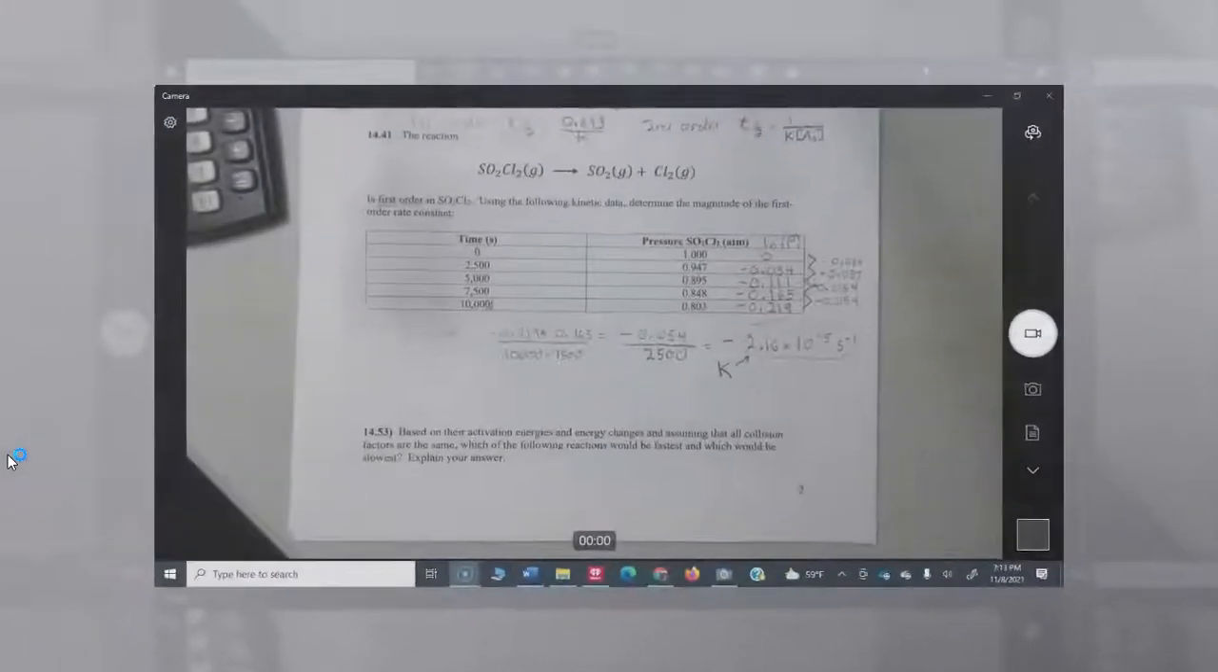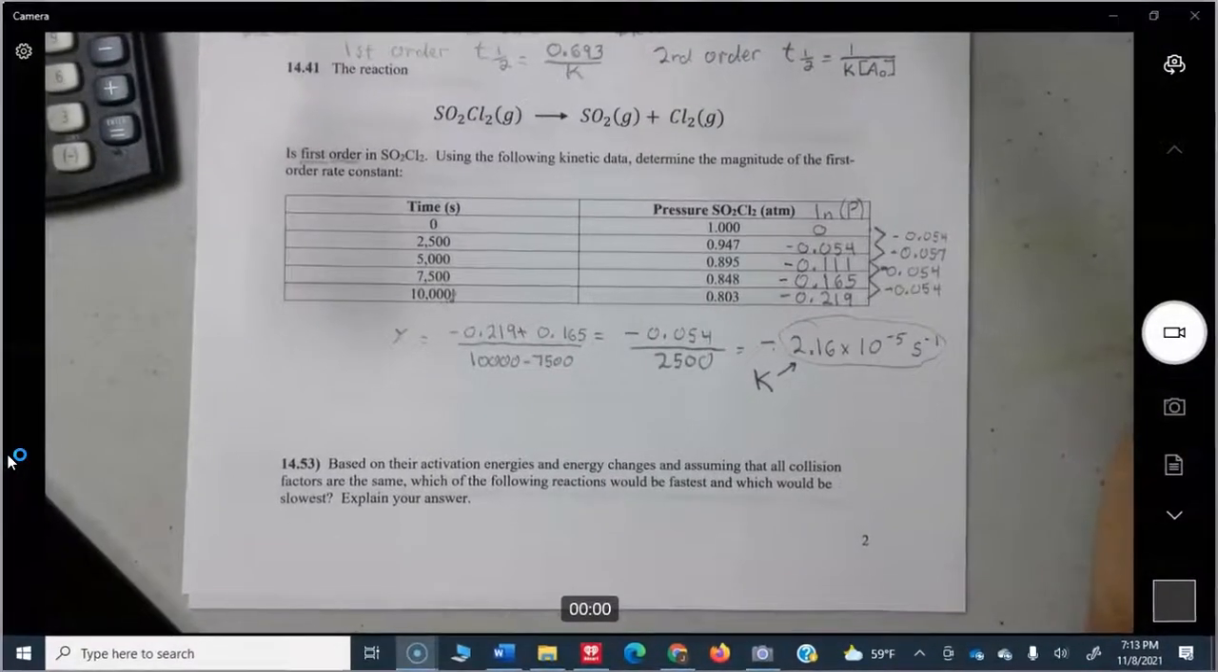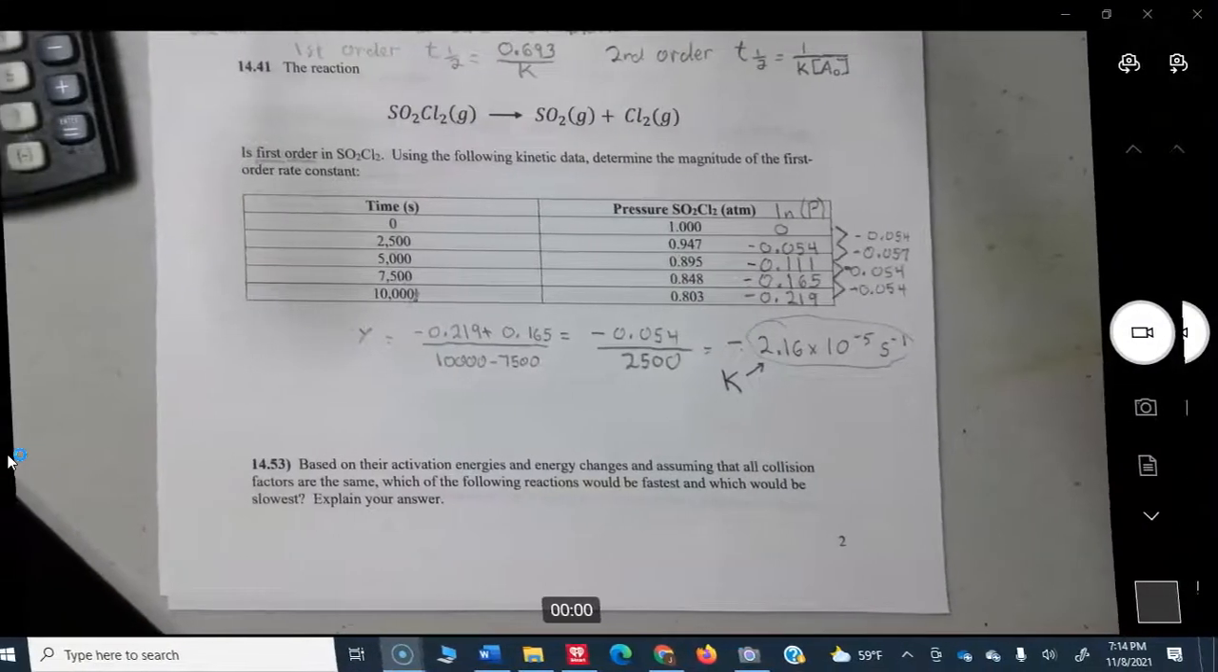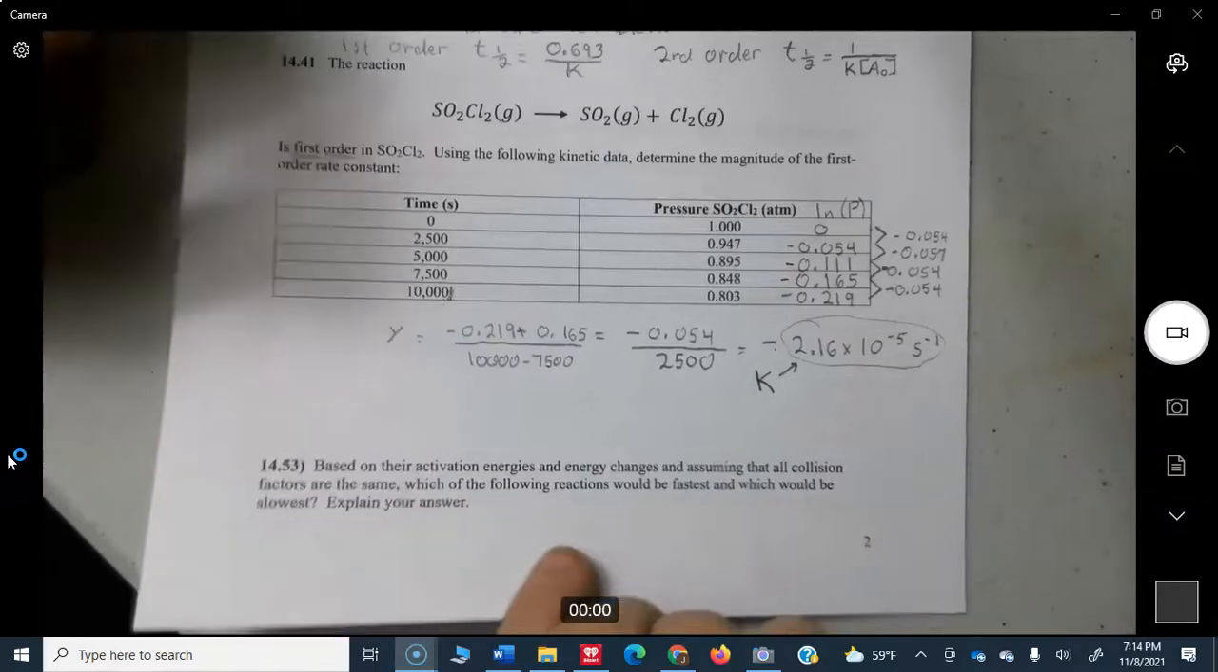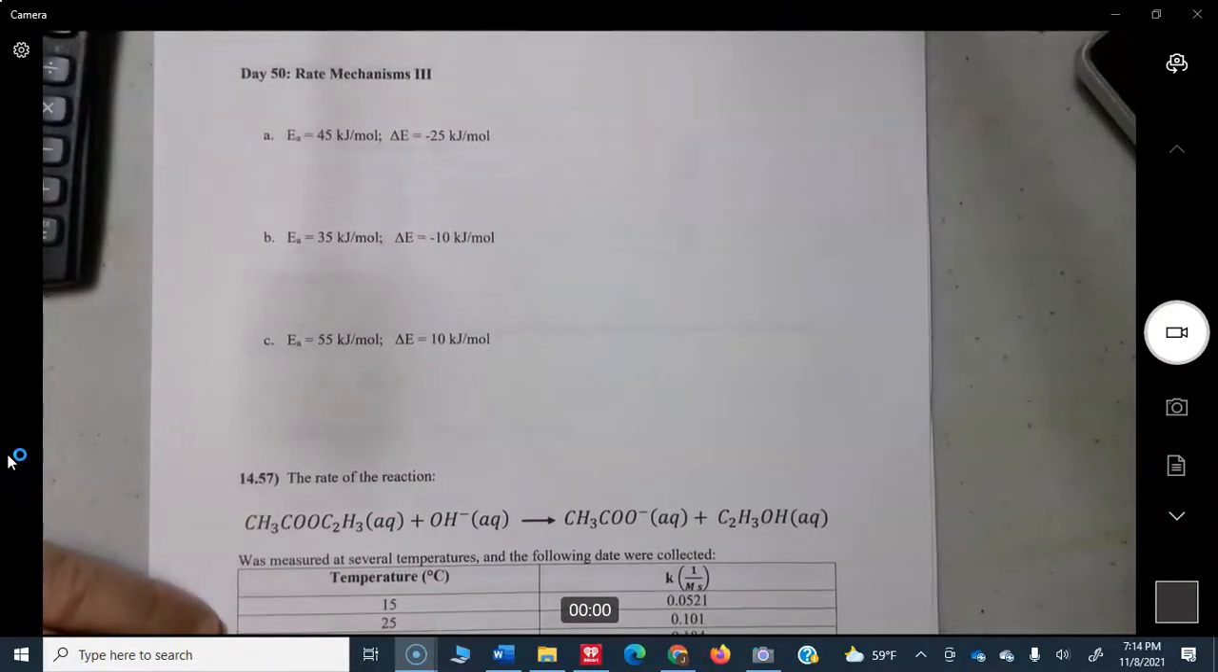Okay, let's move on to 1453. Okay, so base number 1453, based on their activation energies and energy changes, and assuming that all collision factors are the same, which of the following reactions would be fastest and which would be slowest? Explain your answer. Okay, so these are on the next page. So we'll come over here. Okay, we're just going to sketch out an energy diagram for each of these.